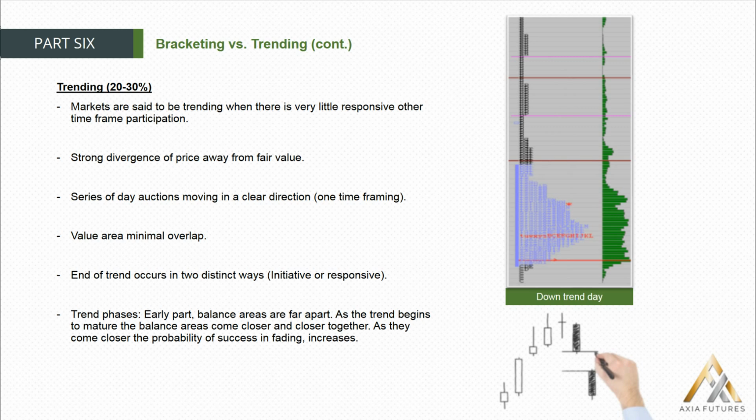So remember, bracketing, we said buyers initiate at lower prices. They continue to initiate until they run into responsive sellers. When they run into responsive sellers, those sellers, as prices move higher, will eventually turn into initiative sellers. That initiative then forces prices lower, and eventually buyers stop initiating and they then turn to responsive buyers at lower prices again. And this continues over a period of time. Now, the reverse is the trending market. There is very little responsive.